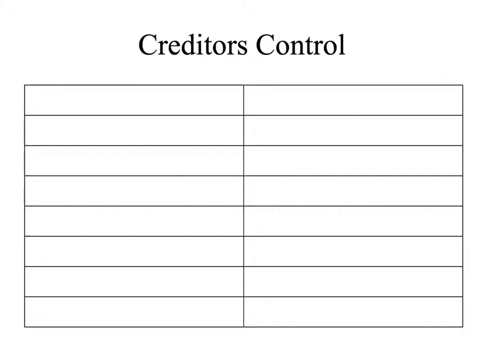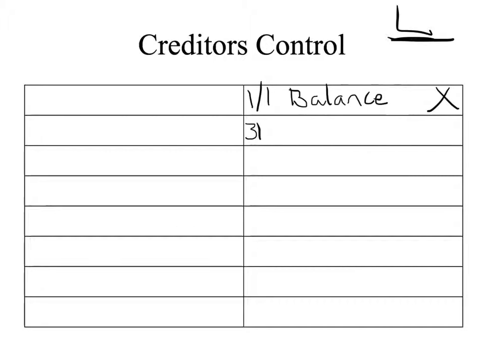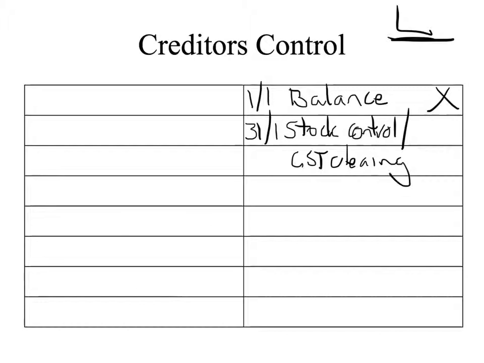All right, creditors control. Creditors control account is a liability account. So liabilities increase on the credit side. So the opening balance will always go on the credit side. Same as before, use logic. What makes creditors control increase? Things that make creditors control increase is the purchase of more stock, which we call stock control, and the GST associated with the purchase.